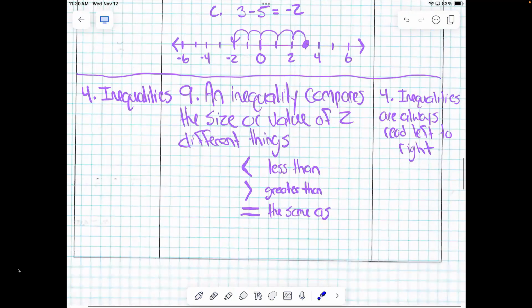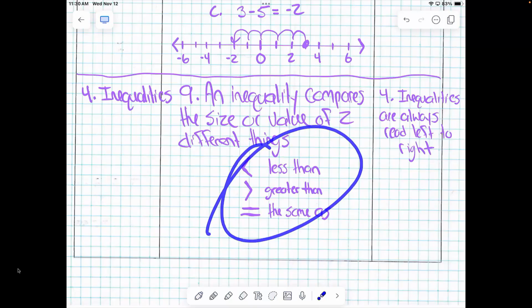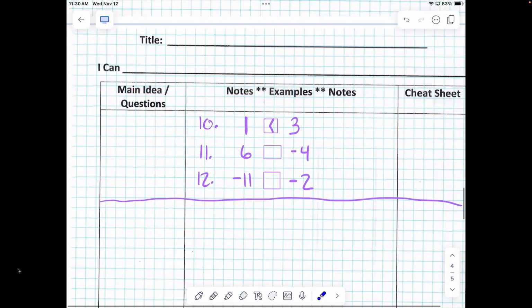All right, inequalities compare the size or value of 2 different things, right? Yes. We already talked about what these symbols mean. All right, if I'm comparing 1 and 3, which one's bigger, 1 or 3? 3. The inequality is eating the 3. We never talked about that, right? It's like the alligator's eating the bigger number, right?